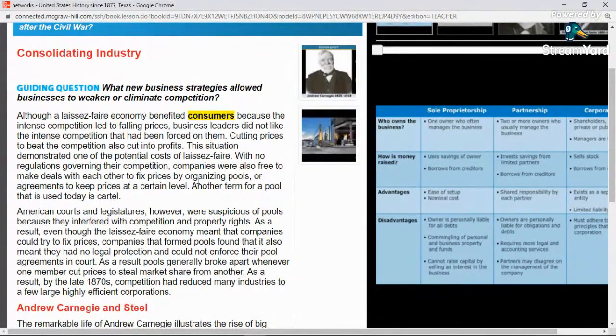So the American courts and legislators were suspicious of this. They said, hey, I think that there isn't real competition happening here. And I think that companies are fixing prices. Okay, to fix a price is to make a price that's not real.